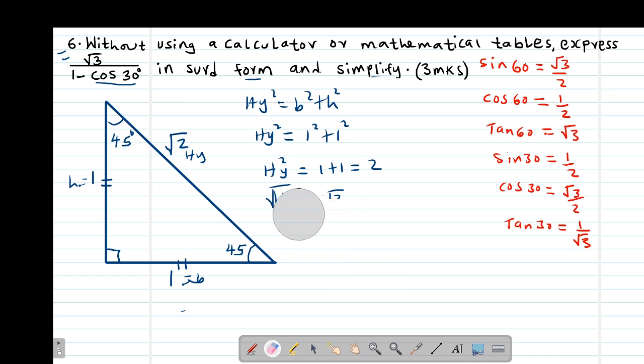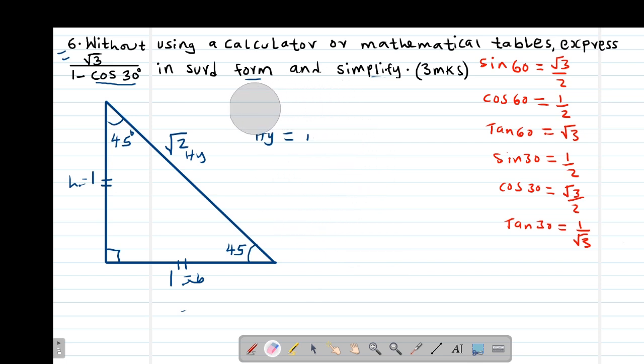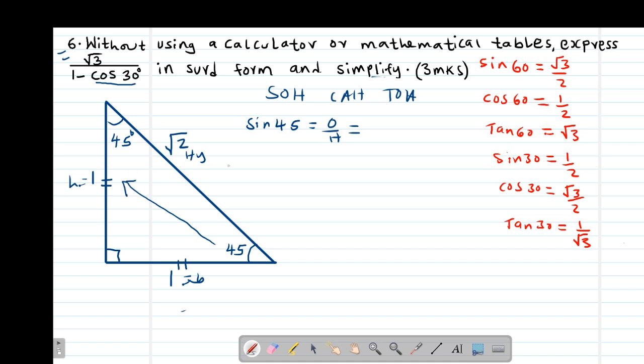Then from there, we can use SOHCAHTOA to find the ratios of the other angles in terms of surds. So using SOHCAHTOA, we can find the sine of 45 degrees. Sine 45 degrees will be equal to opposite over hypotenuse. From this 45 degrees, the side that is opposite is, of course, 1, then the hypotenuse is the root of 2.